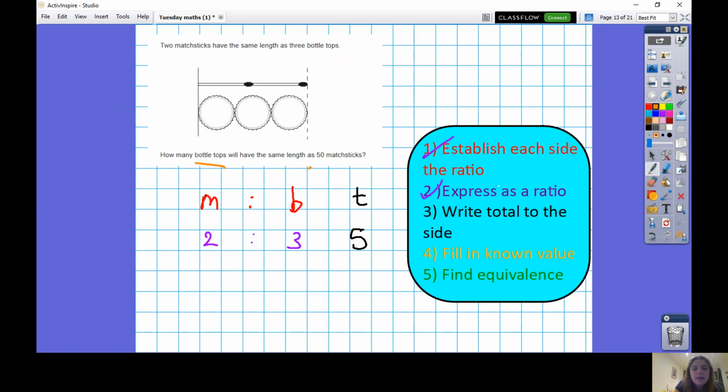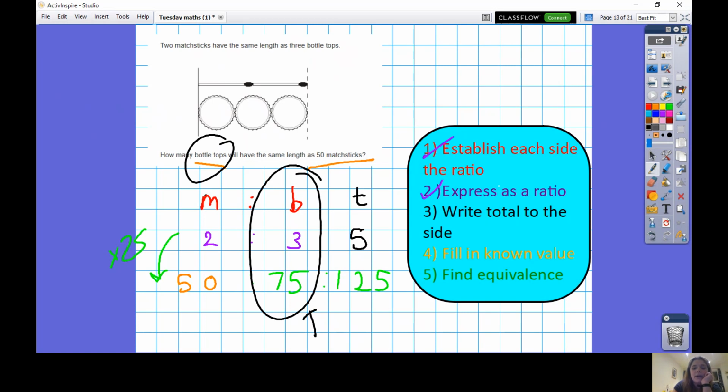How many bottle tops will have the same length as 50 matchsticks? I need to go to matchsticks and I need to put 50. Okay, what have I times by? Find my equivalences. To get from 2 to 50, I times by 25. Well done if you said that. 3 times 25 is 75 and 5 times 25 is going to be 125, I think, but I've done that in my head very quickly, so I may well be wrong. I'll just double check. 25, 50, 75, 100, 125. Now we need to make sure we're actually answering the question, how many bottle tops will there be? B for bottle tops, there will be 75 bottle tops.